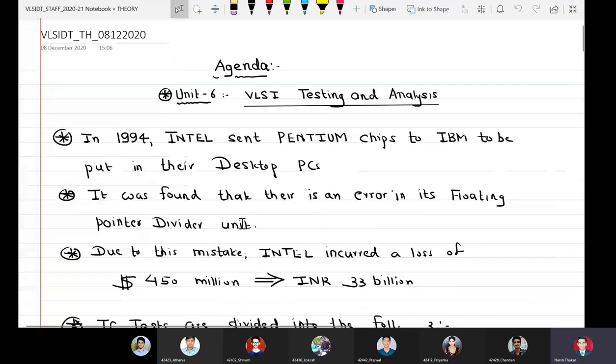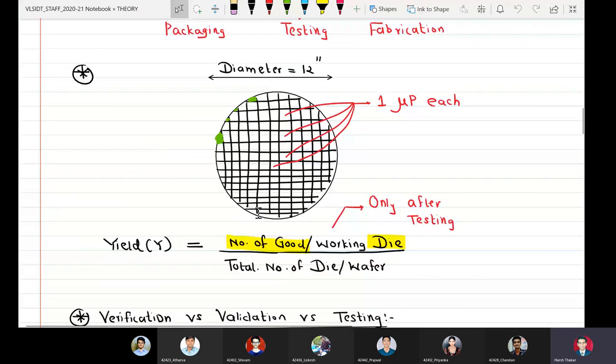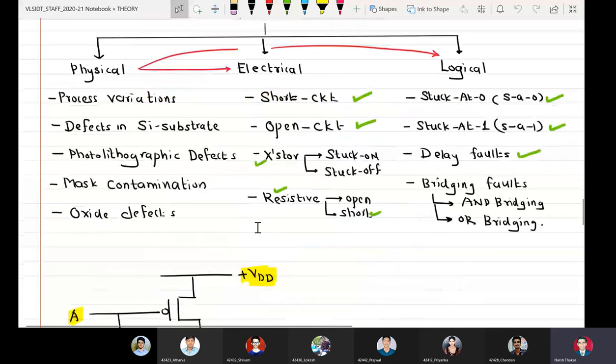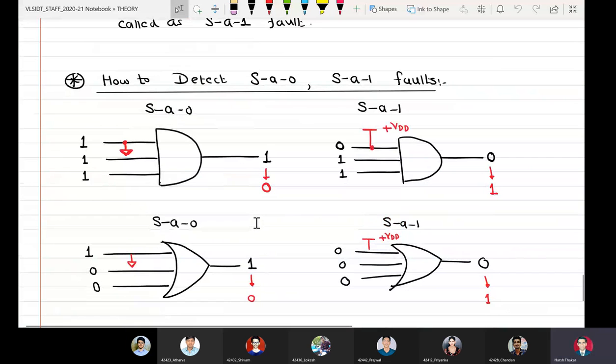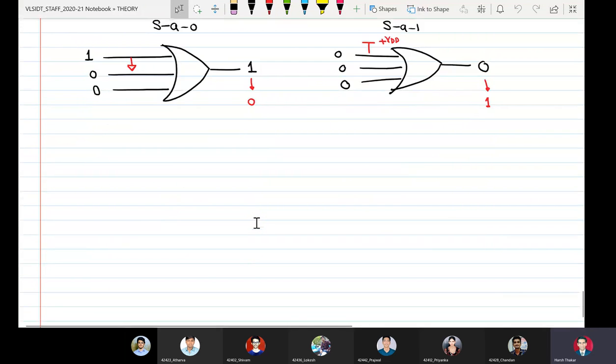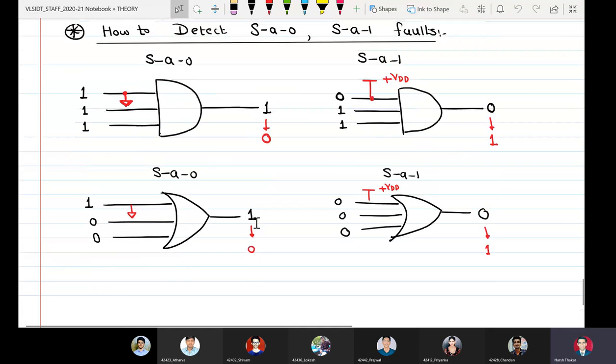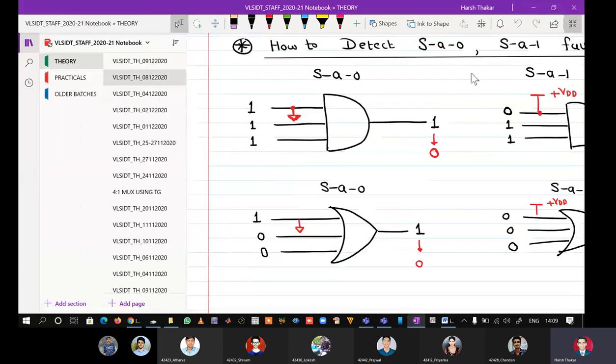So yesterday we started with unit number 6, that is VLSI testing and analysis. Before we ended, we had discussed how to detect stuck at 0 and stuck at 1 faults by taking examples of a 3 input AND gate and a 3 input OR gate. So we take our discussion ahead today.